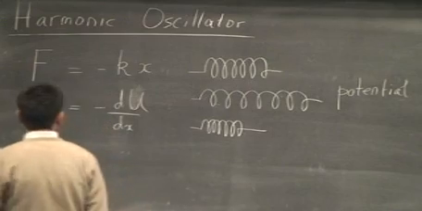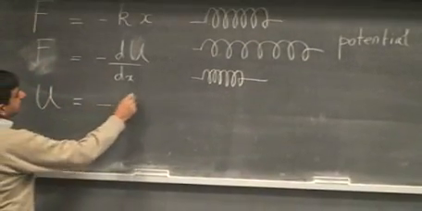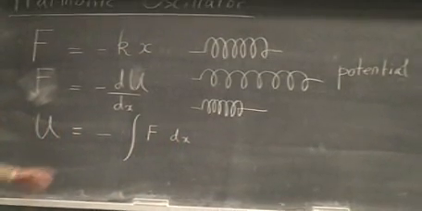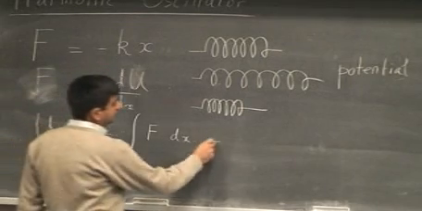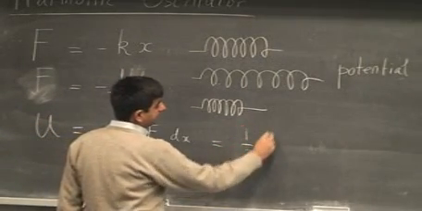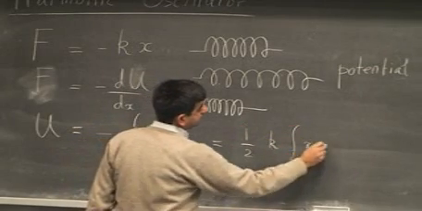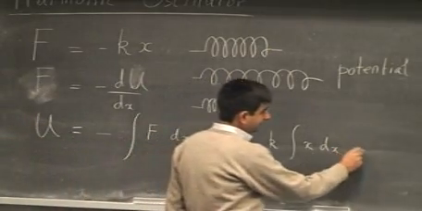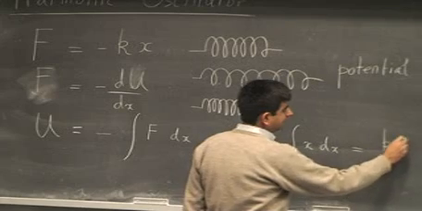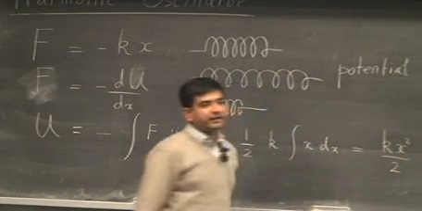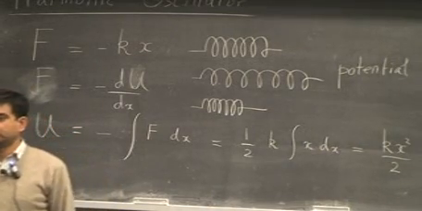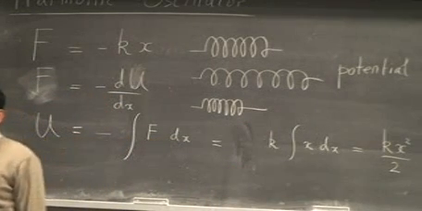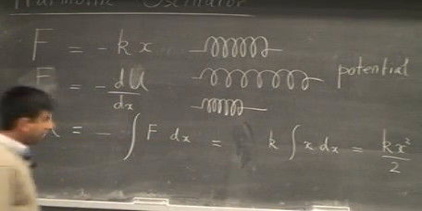Actually, this is quite strange. So U is given by minus the integral of F dx. It's very simple. F is given by minus kx. Is that it? Plus some constant.